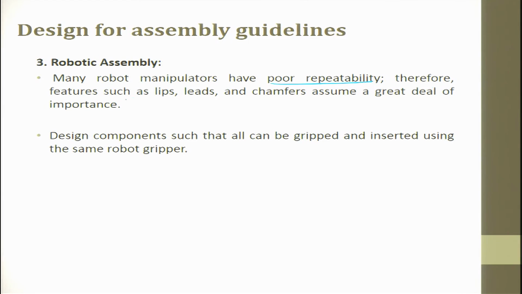So, knowing this, you have to add a controller and systematically fine tune the error. Every time it has to be calibrated, checked against the calibrated status, and then you give the error signal, so it goes back to the original location. So, with poor repeatability, features such as lip, leads and chamfer assume a great deal of importance. That means rather than having a sharp edge, you try to have something like a rounded off edge.